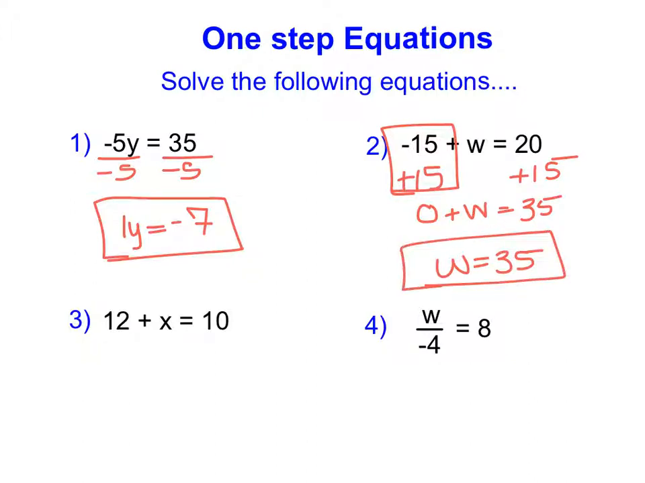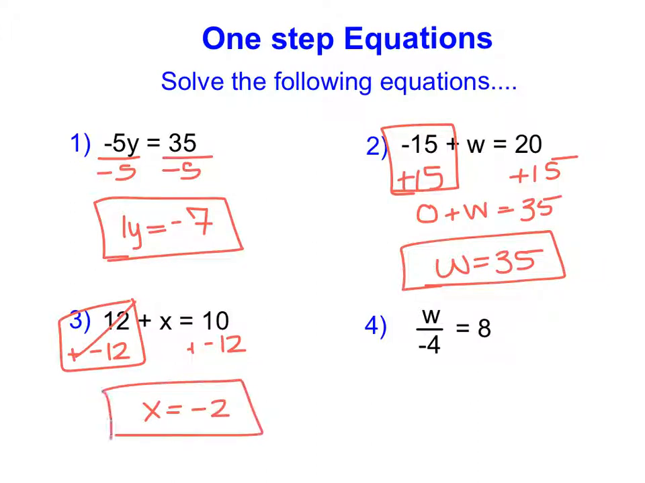Then if I look down at number 3, I notice that I have a positive 12. If I add negative 12 to each side, what happens is these become 0, and I'm left with just x on the left-hand side. 10 plus negative 12 is a negative 2, so my x value must equal negative 2.